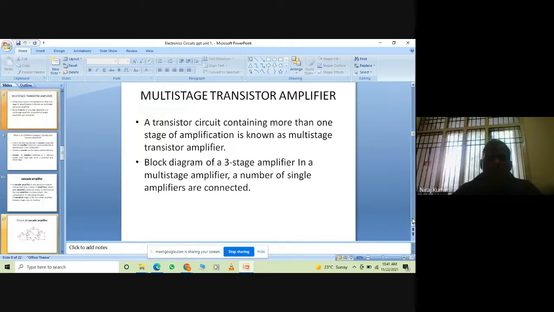Multi-stage transistor amplifier, we can say easily, is a transistor circuit containing more than one stage of amplification, known as the multi-stage transistor amplifier, or we can say the three-stage amplifier. In a multi-stage amplifier, a number of signal amplifiers are connected.